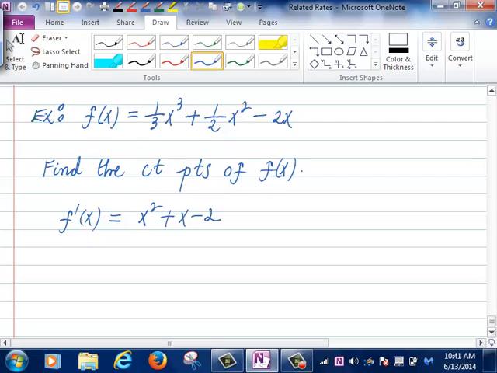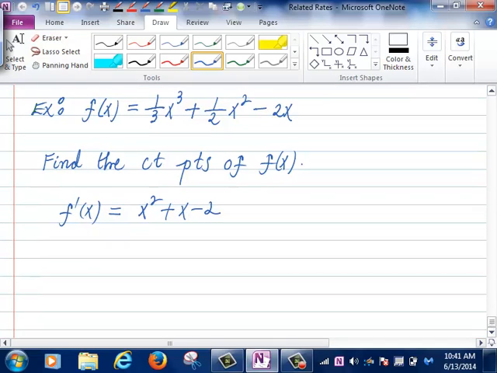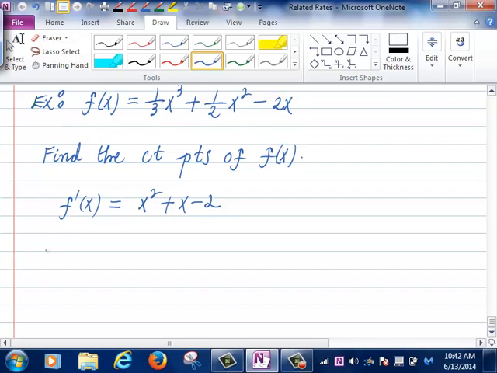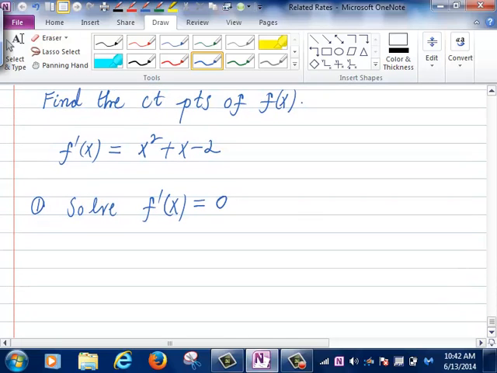Now, in order to find the critical points, I have to find out where the derivative vanishes, and where the derivative may not exist. The first thing I need to do is solve for values of x for which the derivative is 0. Derivative 0 means x squared plus x minus 2 is 0. And can I factor this x squared plus x minus 2? Can I factor that out? What is that?